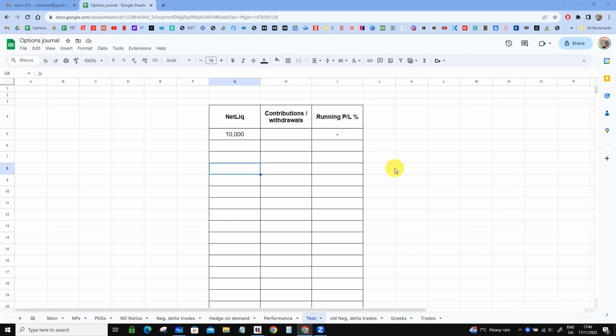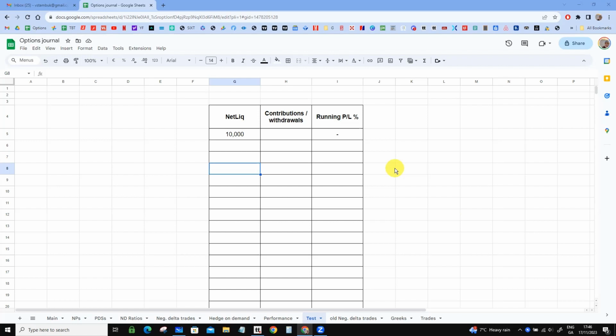Today, I'm going to go over the traditional spreadsheet that many people use, and you might have something similar as well. I'm going to show you what's wrong with that, and then I'm going to show you what I'm doing and how indexing will help you get accurate results regardless of your contributions or withdrawals.